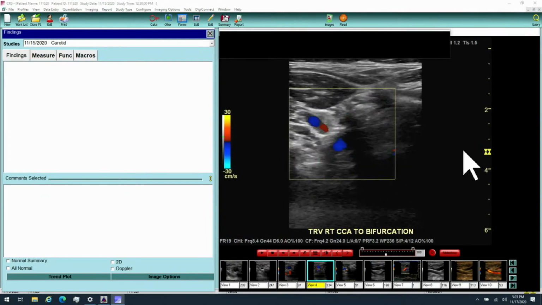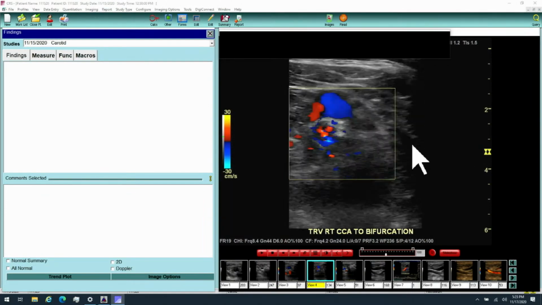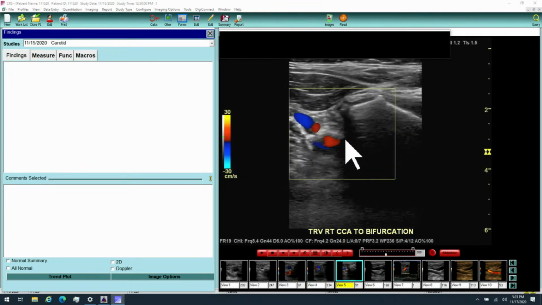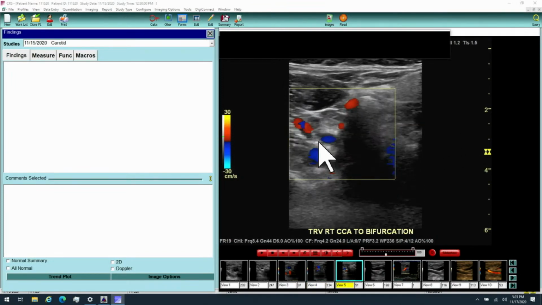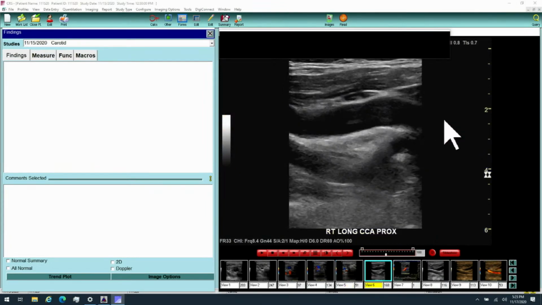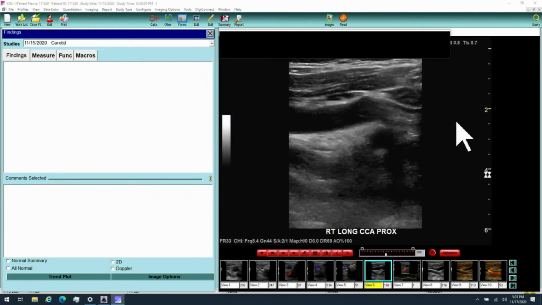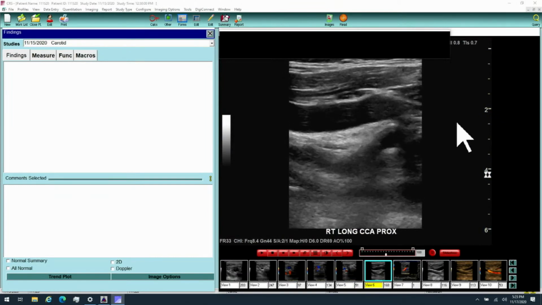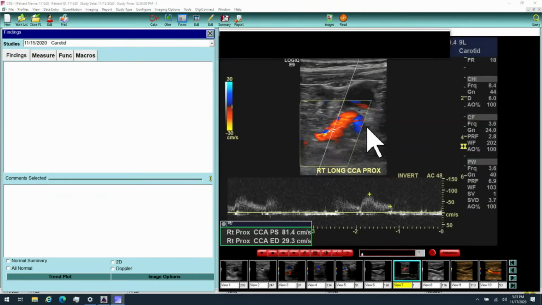Just at the bifurcation, having a tough time getting those colors in. So repeat, good, much better. So the sonographer changed the angle. You're on somewhat of a tortuous common carotid.